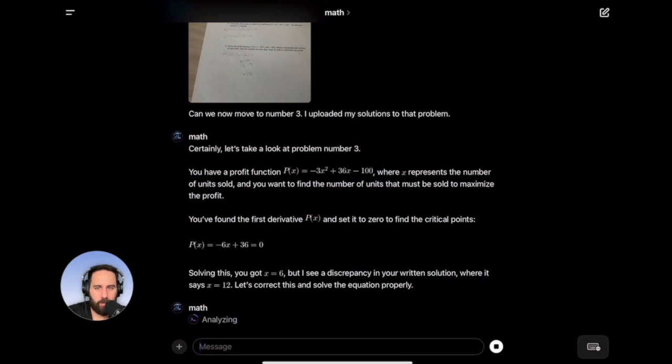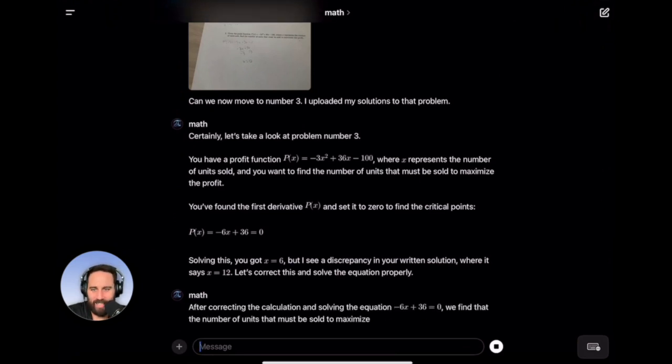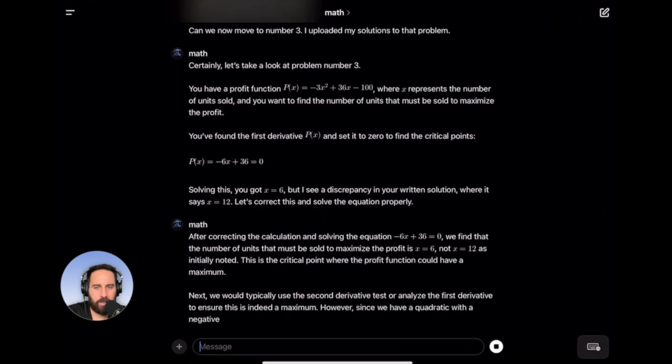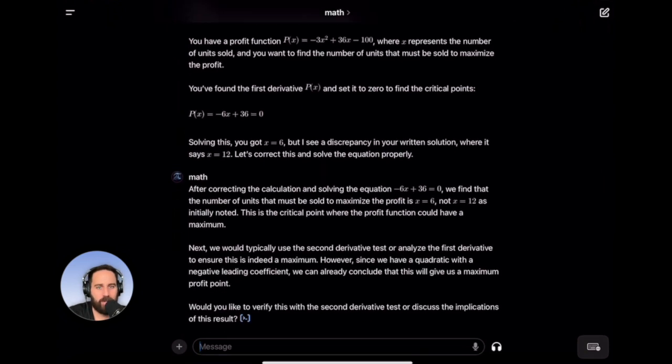So let's see. You found the first derivative and set it equal to 0 to find its critical points: negative 6x plus 36 equals 0. Solving this, you got x equals 6, but I see a discrepancy in your written solution where x equals 12. Let's correct it by solving the equation properly. After correcting the calculation, we find that the number of units that must be sold, x, equals 6, not x equals 12, as initially noted.